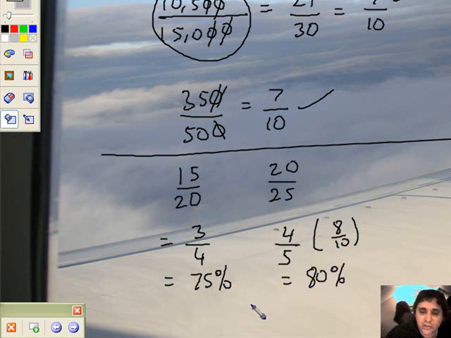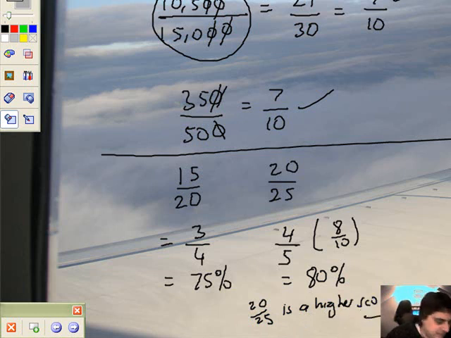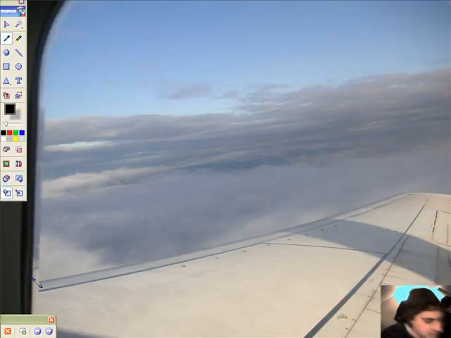And you must write in conclusion 20 over 25 is a higher score. Is that alright? You must give a conclusion in the exam. What else is worth doing? Right, let's just do this one as well, question 7. We'll turn over the page and we'll do it. It's just begging for it.